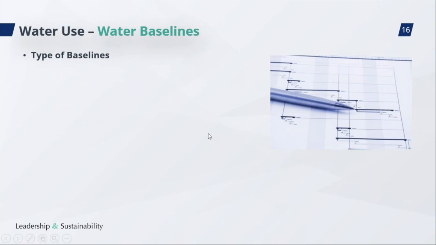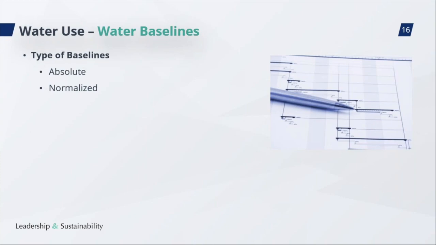So when it's time for the baseline, it's really important for water use management. There are two types of baselines, absolute and normalized. Absolute is very simple. Absolute is just the total consumption. For example, you used 10,000 cubic meter of fresh water in 2018. So if you decide that your baseline would be in 2018 and you want to use the absolute numbers, your baseline would be 10,000 cubic meter.